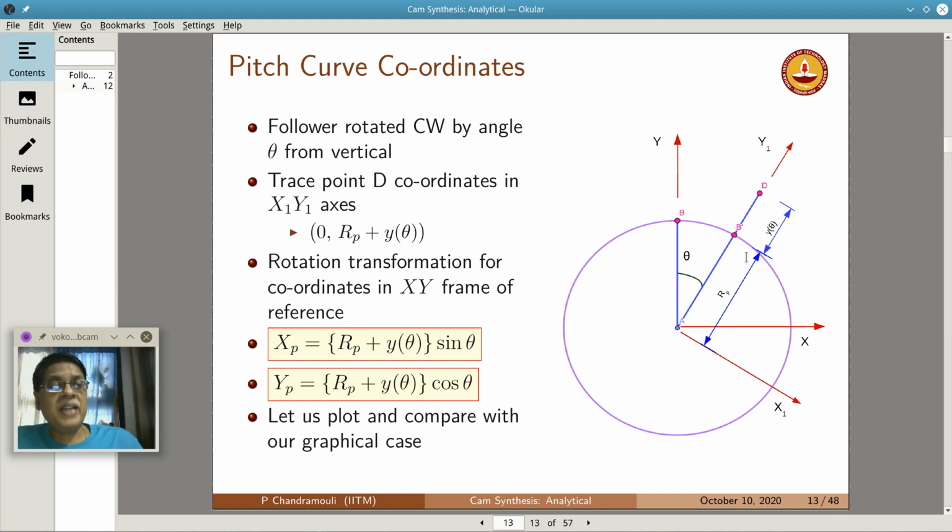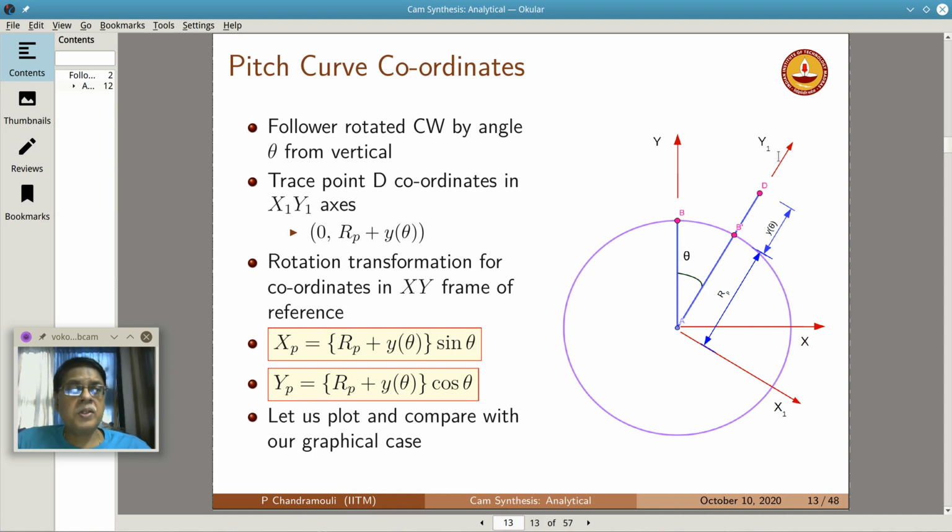So we are taking a snapshot after the cam has rotated through an angle theta, which means the follower in the inversion rotates clockwise through an angle theta. Initially the trace point was sitting on the pitch curve, which is basically this circle, the prime circle. Now after rotation through theta, the follower has moved by a distance y of theta along the radial line, which is the radial line in the new coordinate system.